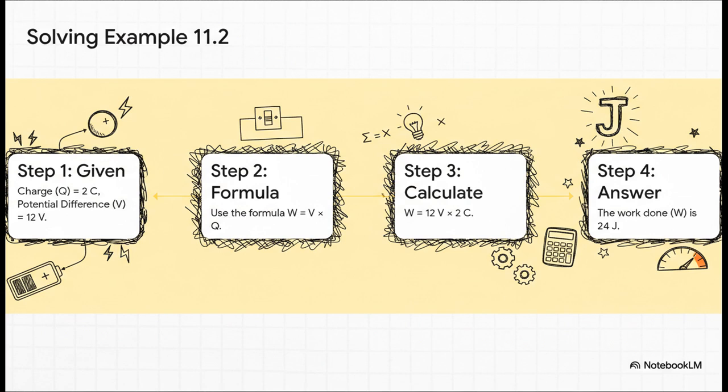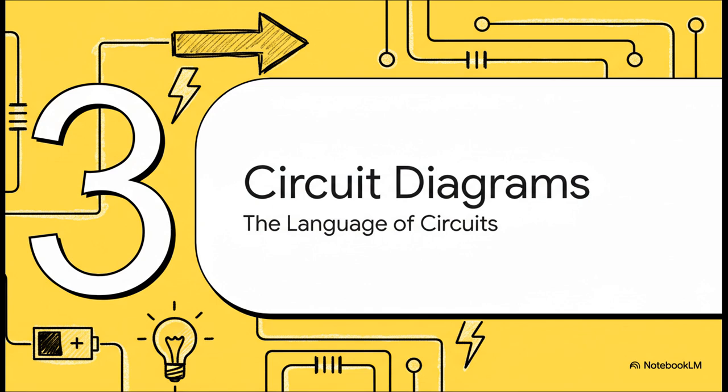And remember, the unit for work and energy is always the joule. So now we get the what, the current, and the why, the potential difference, the flow, and the push. Now it's time to learn how to speak the universal language of electricity.